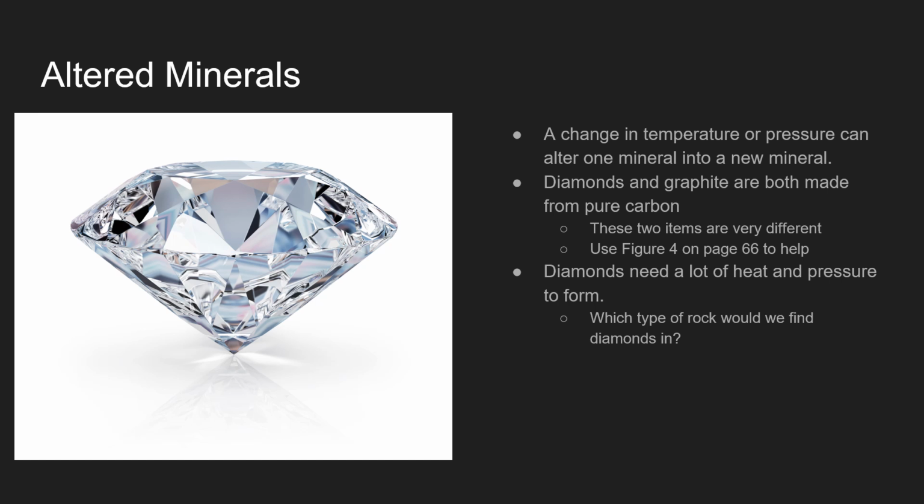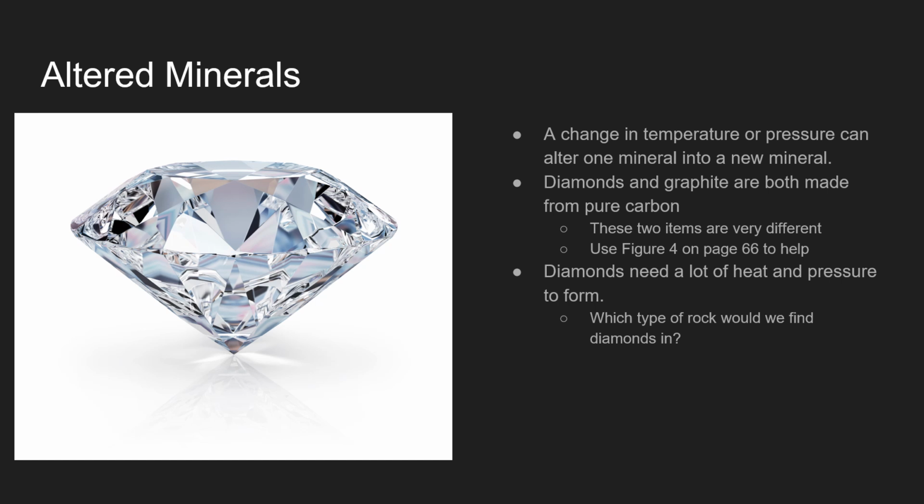A change in temperature or pressure can alter one mineral into a new mineral. Diamonds and graphite are both made from pure carbon. These two items are very different. We're going to use figure 4 on page 66 to help. So diamonds need a lot of heat and pressure to form. Which type of rock would we find diamonds in? So we're going to look at figure 4.